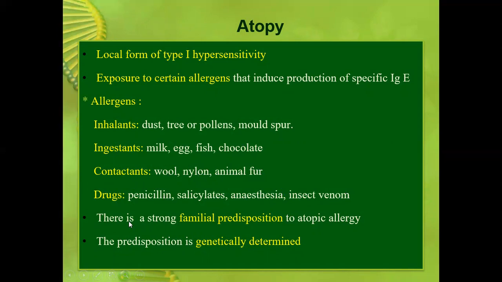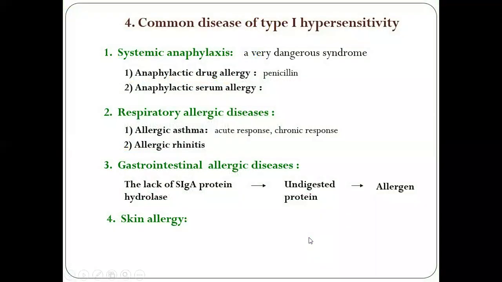And there is a strong familial predisposition to atopic allergy, and the predisposition is genetically determined. And these are the common diseases caused in type 1 hypersensitivity reaction. That is systemic anaphylaxis, which is a very dangerous syndrome. And the anaphylactic drug allergy like penicillin, anaphylactic serum allergy like anti-diphtheric, anti-tetanic serum, etc.